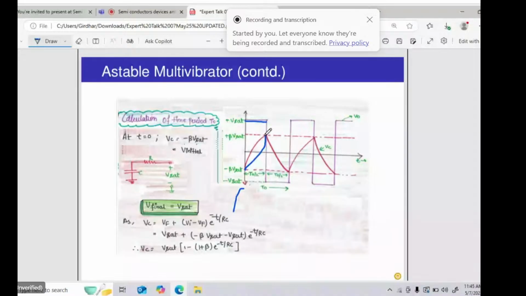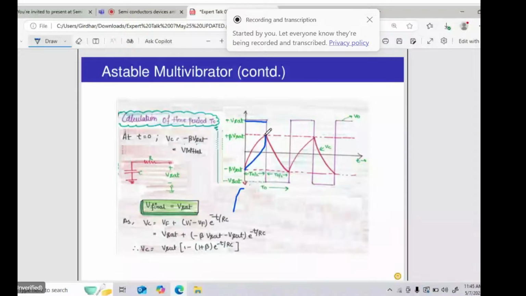So the charging constant RC and the discharging constant RC are both the same. That's why it will generate a pulse of equal on and off time, meaning a 50% duty cycle. When the output voltage is minus V set, it is discharging here. This is the nature of discharging, and this is charging. Again the same path, charging and discharging. This is the square wave generated, and this is the behavior of the capacitor VC.